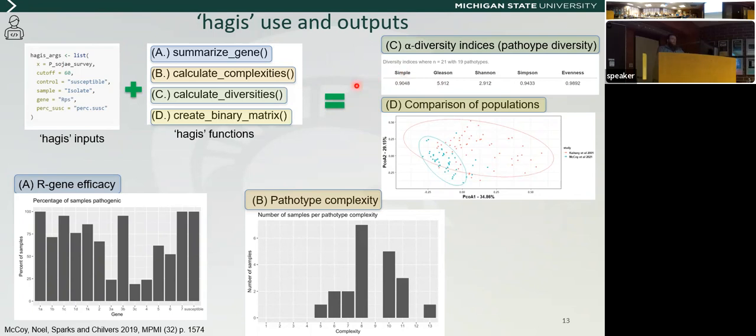So A, B, and C, these first 3 were all things that were included in the original Excel file. We added also the ability to compare populations, either across time or space, to try and determine significant differences within pathotype compositions and get a better idea of how pathotype diversity operates.